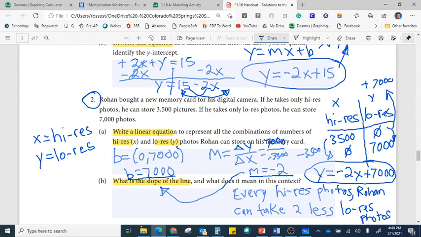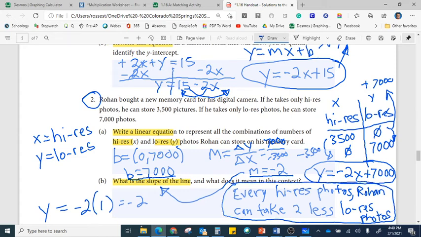Okay, so let's think about it. So if I say, all right, is this true? For every high resolution photo, all right, so if I have one high resolution photo, okay, that would make the y value equal to negative 2. 2 less low resolution photos. So y would be the low resolution photos, 2 less low resolution photos. Just to check and make sure that that sounds correct, right? Graphing it would also help you understand it. Okay.